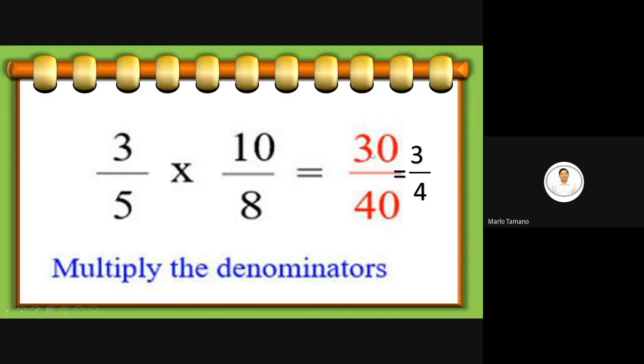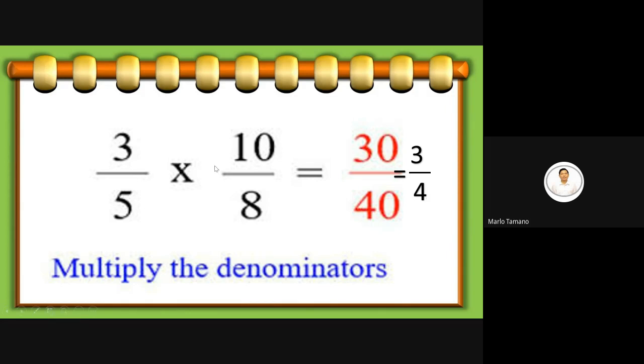So, 3 times 10 is 30. 5 times 8 is 40. The GCF of these 30 and 40 is 10. Okay po? So, 30 divided by 10 is 3. 40 divided by 10 is 4. Napaliit na ninyo. Your final answer is 3/4. Okay po? Yes.